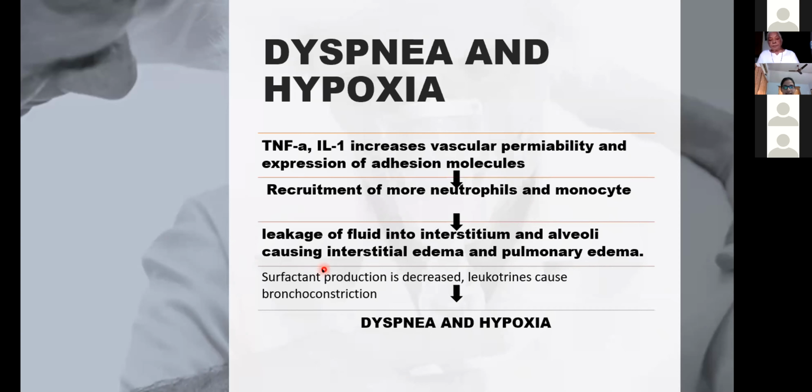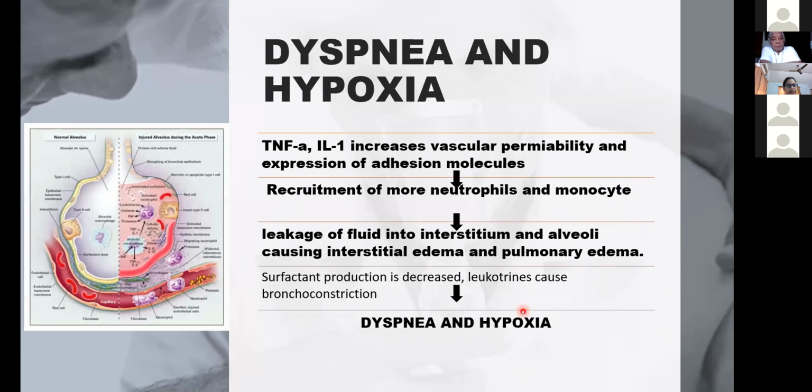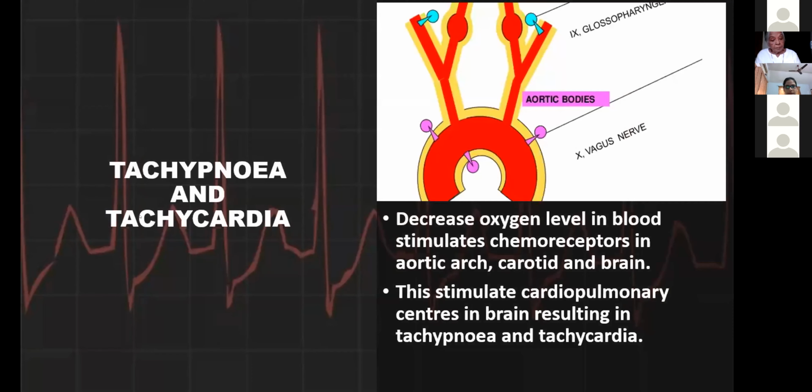The second one is that surfactant production is reduced, because type 2 alveolar cells are infected, of course. The next one is leukotrienes, which cause bronchoconstriction. So 3-4 factors here, all of this leads to dyspnea and hypoxia. And this is a very nice diagram which explains it. You can see here the neutrophils coming in, causing interstitial as well as pulmonary edema.